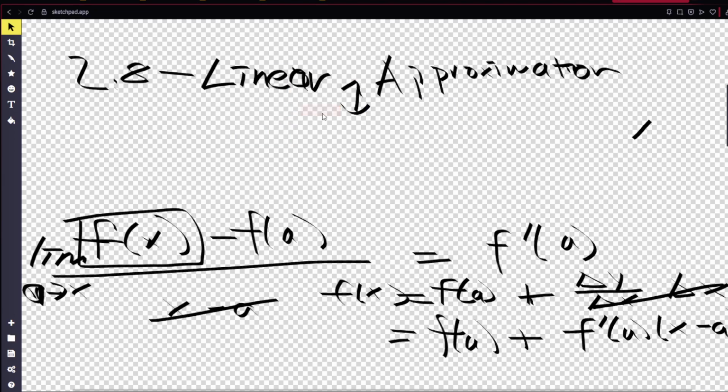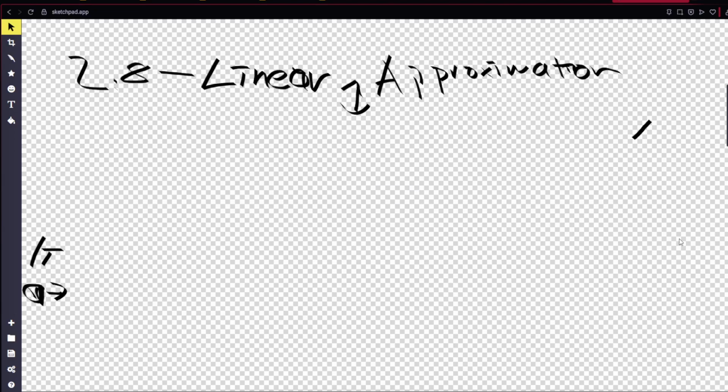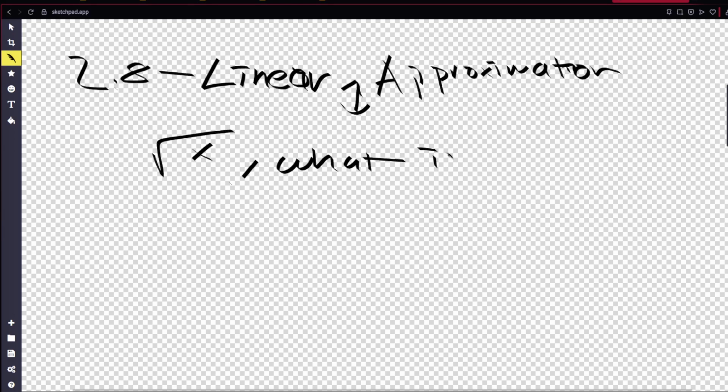So let's do a practice problem. Let's say we want to find, or actually let's do square root x again. So square root x, what is the square root of, let's just say, 3.2, using linear approximation, which I'm not going to write out because that's kind of a lot.